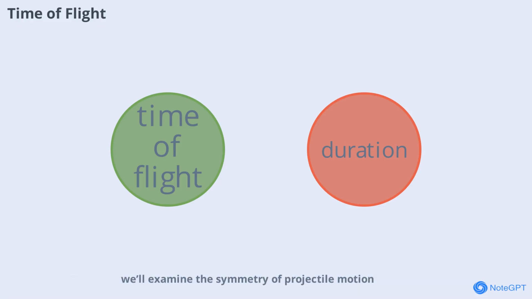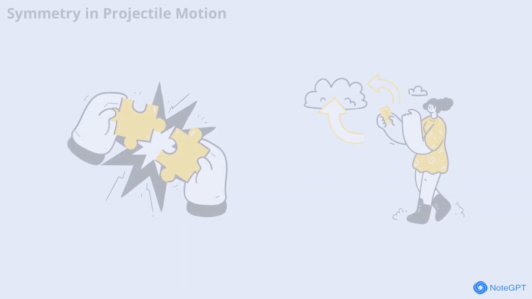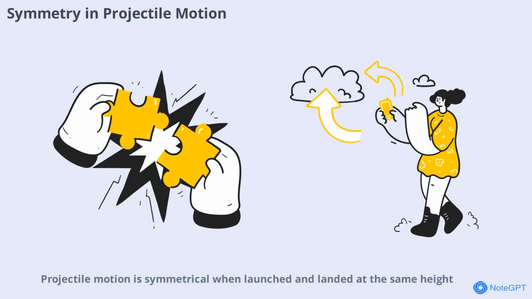Next, we'll examine the symmetry of projectile motion. Projectile motion is symmetrical when launched and landed at the same height. The path up mirrors the path down, and the time to reach the highest point is equal to the time to descend. This symmetry makes calculations easier and helps us understand the motion's predictability.